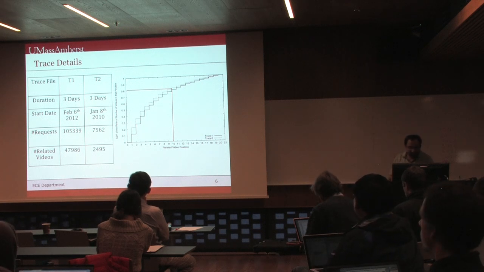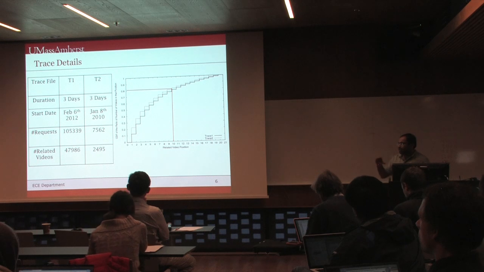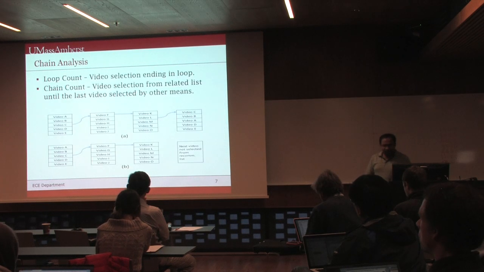So our approach is to modify the related list based on what we have in the cache, to move the content in the cache to the top of the list so that we can increase the hit rate. And to know the feasibility of our approach, we perform a chain analysis to understand the related list behavior.